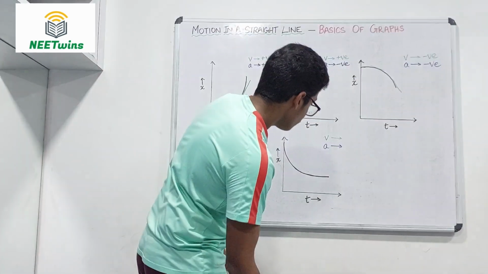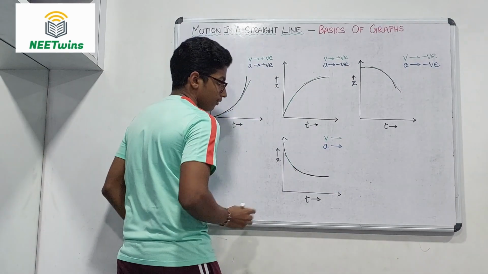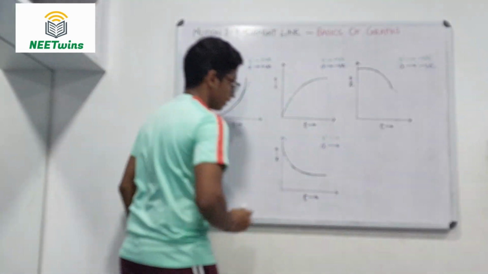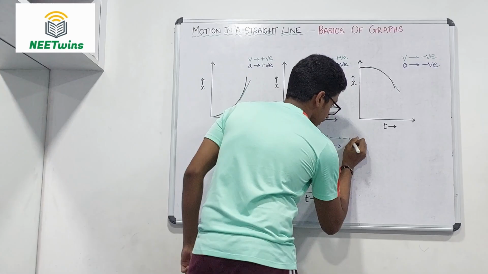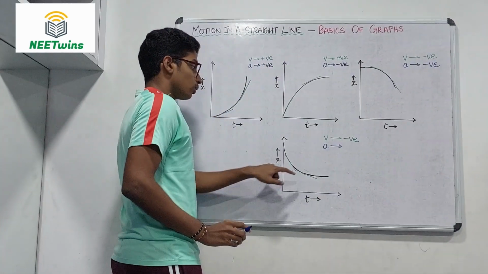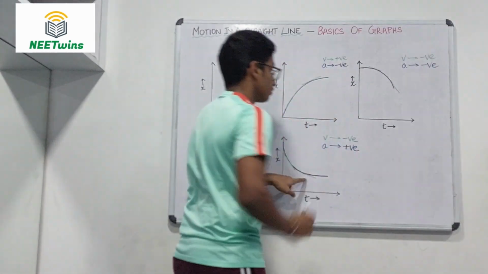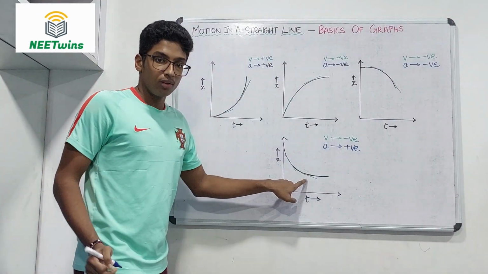In the fourth graph, if we draw the slope, we find initially it has a more negative value and later it becomes less negative. But in both cases velocity is negative. Now since it has gone from a more negative value to a less negative value, the acceleration in this case will be positive. Hope all of you understood this.